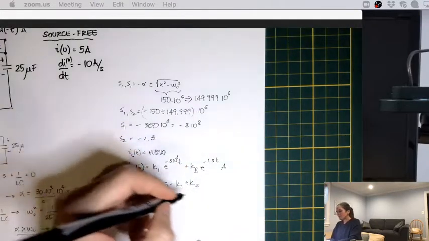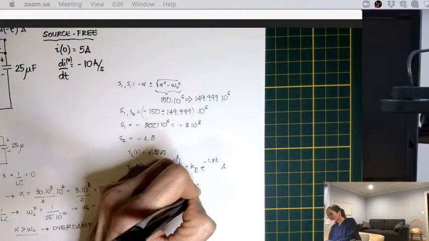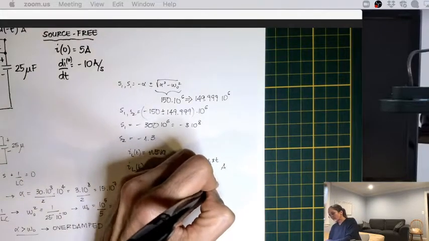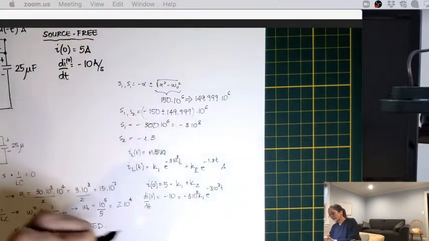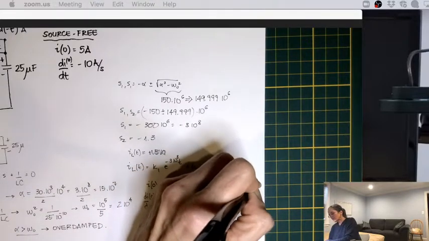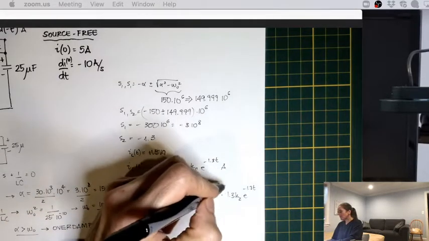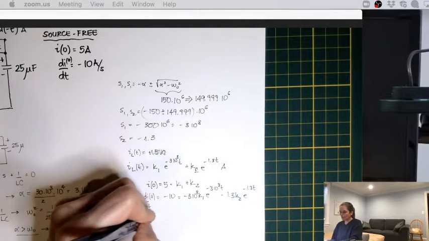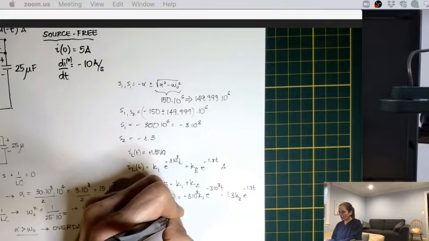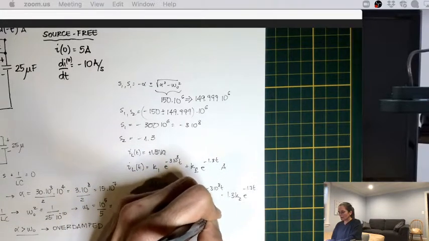And I'm going to do the derivative here. Oh man, it's going to be a pain. Minus 3 times 10 to the 8 K1 e to the minus 3 times 10 to the 8 t, and then minus 1.3 K2 e to the minus 1.3t. And now again, I want to evaluate this at 0, which means the exponentials go to 1. So now I have simply minus 10 equals minus 3 times 10 to the 8 K1 minus 1.3 K2.